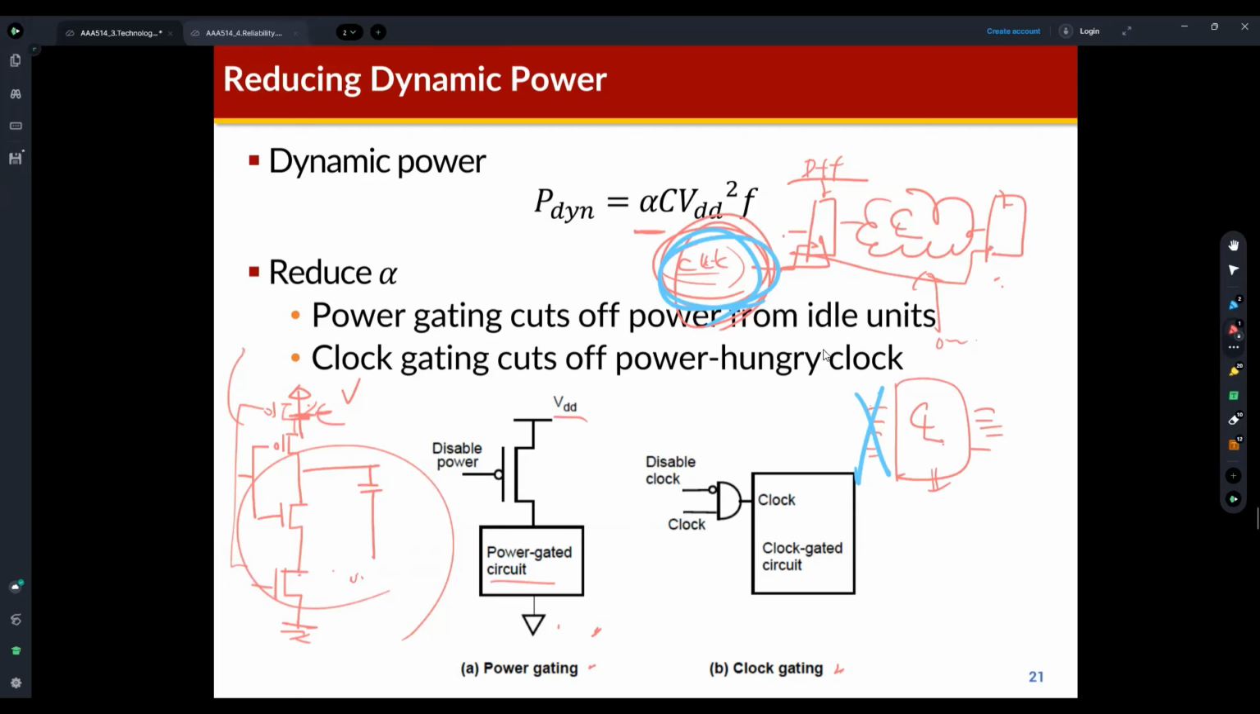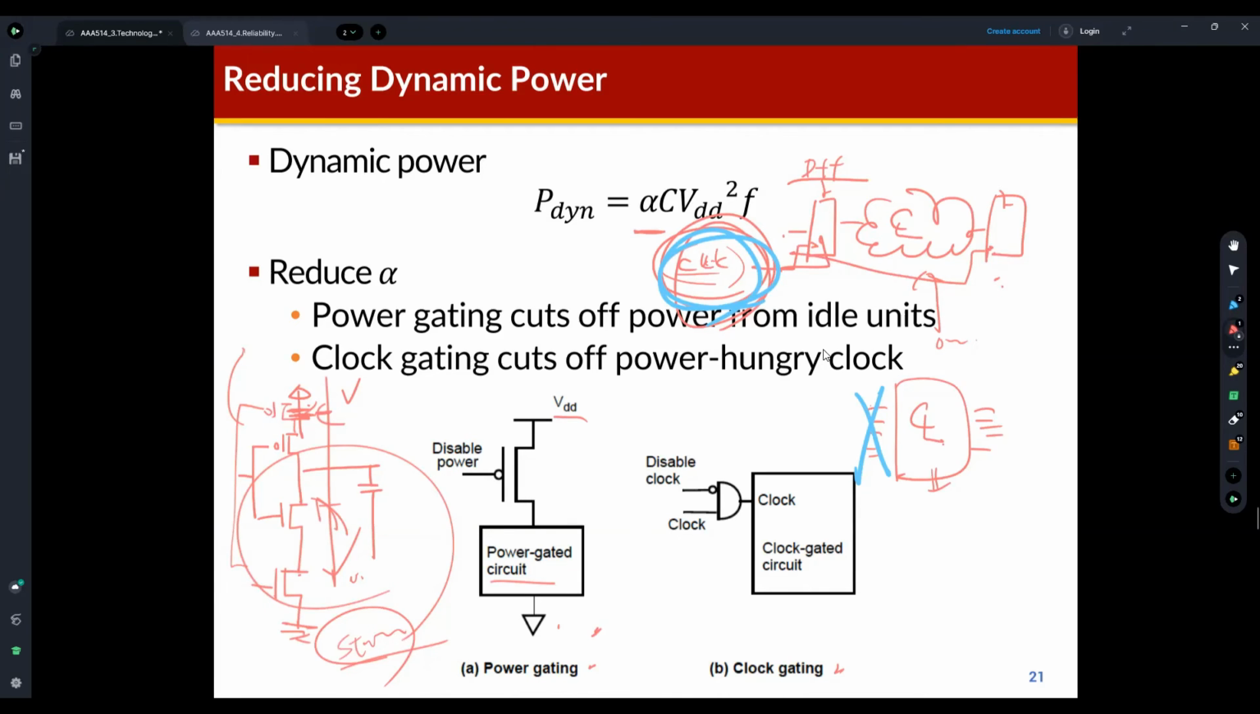Why? What is the static power? Even though this circuit is not working, the current passes through from VDD to ground. That is the definition of static power. But if we can cut off this path with power gating, then we can decrease this amount of current from VDD to ground. So this power gating technology is actually used for decreasing the static power, not the dynamic power.